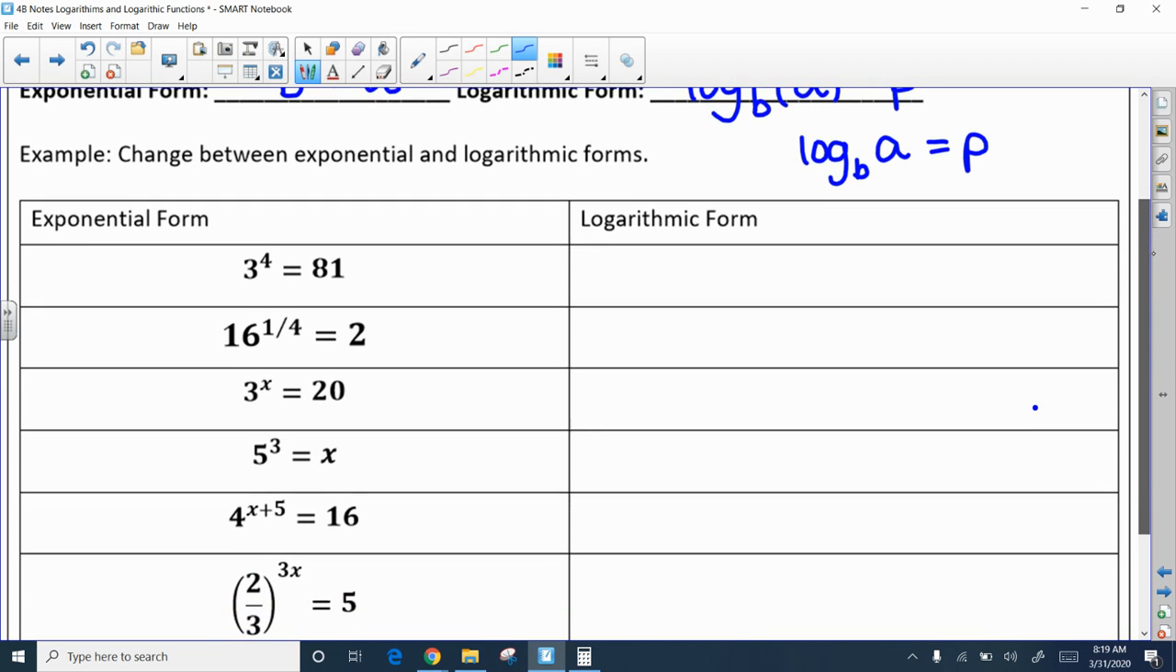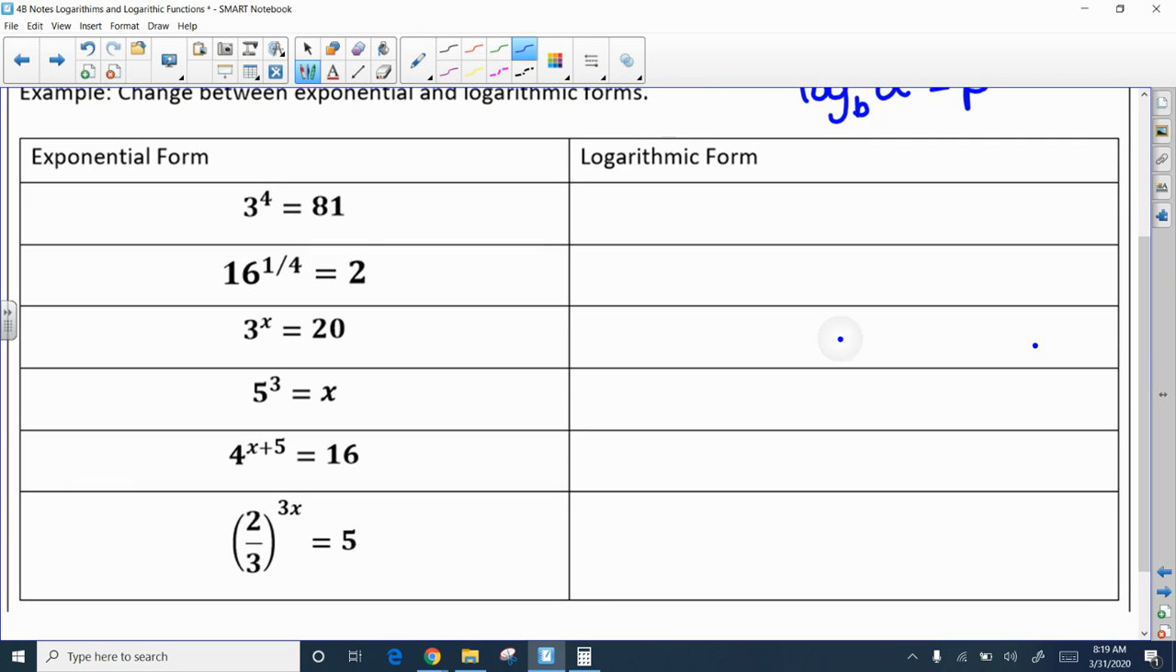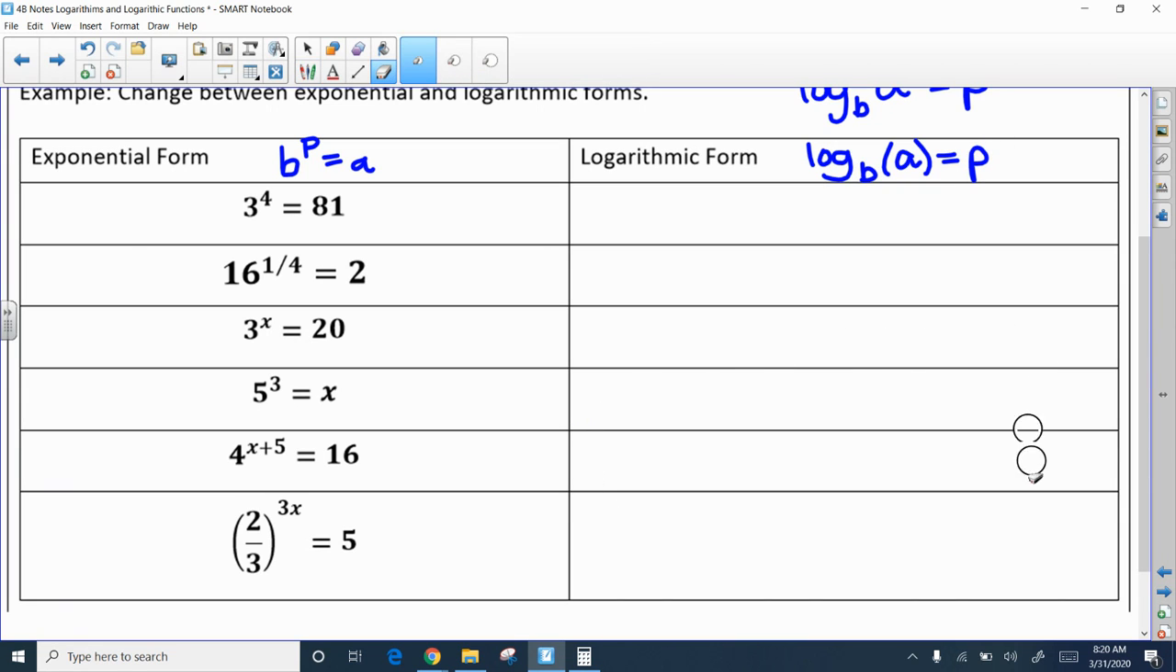So on our first examples, all of our equations here, they're all equations because they have equal signs. They are in exponential form. So these are all in the form b to the p power equals a. What I like to do is identify the base, the power, and then the a. And then we can rewrite it in logarithmic form. Logarithmic form is logarithm base b of a equals p. All right, so let's do our first examples here.